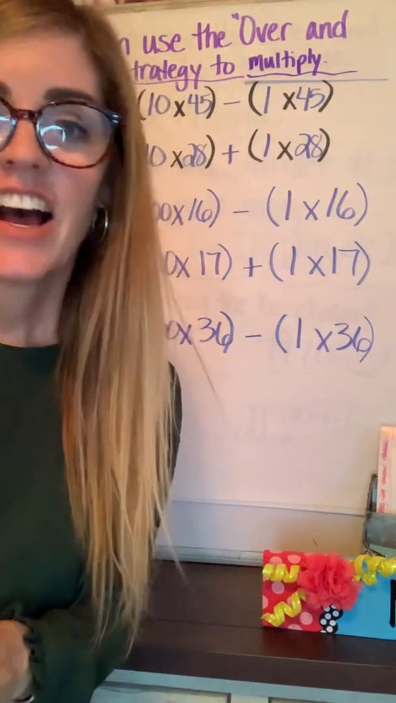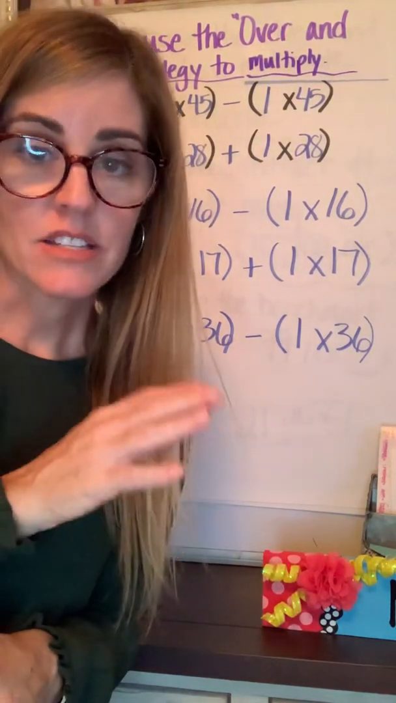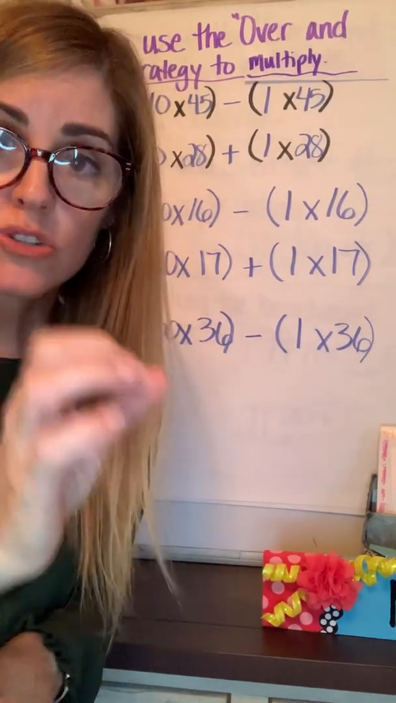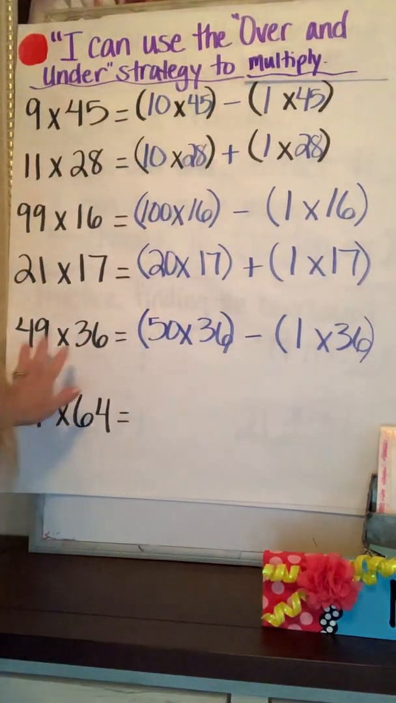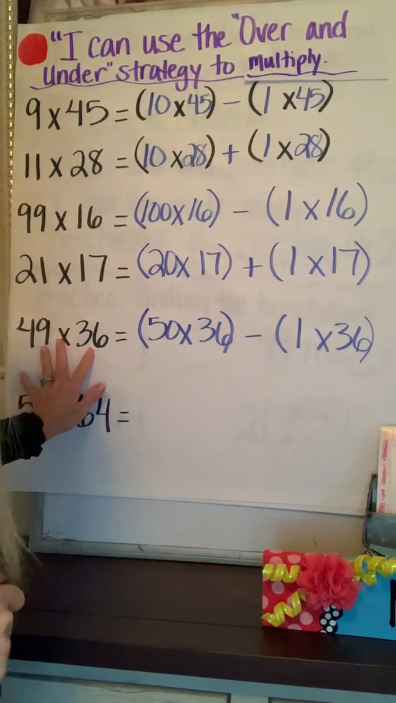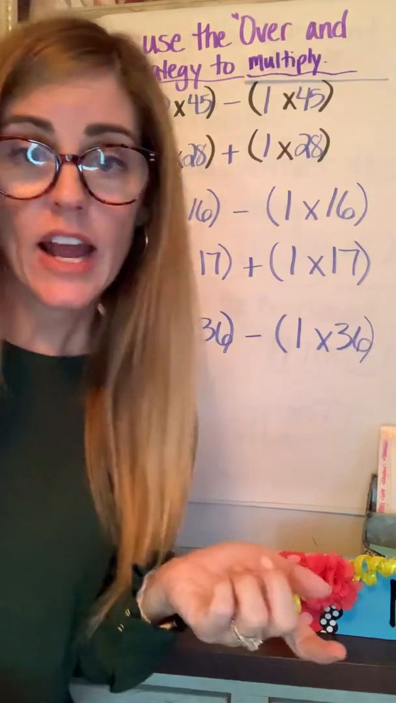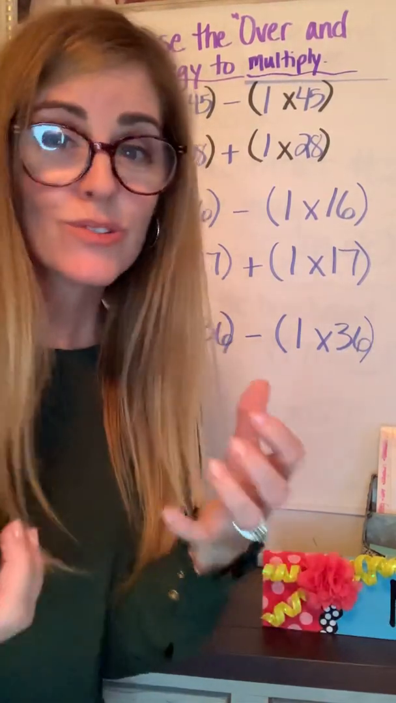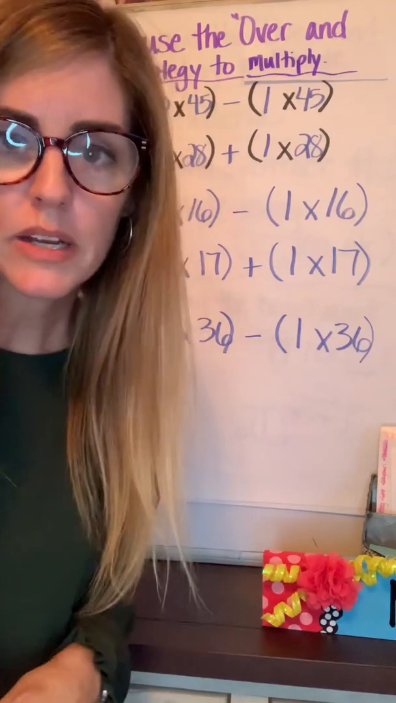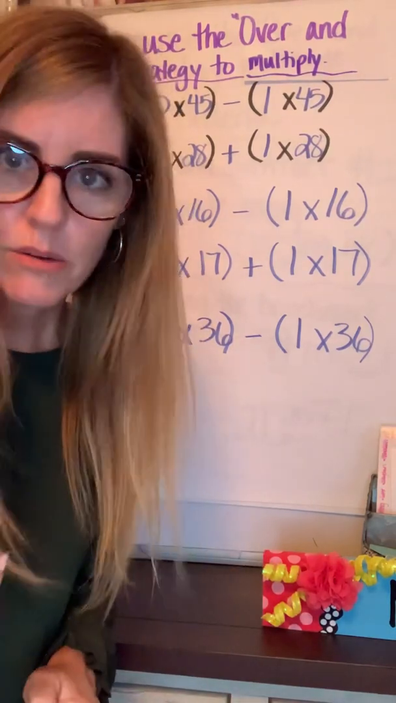Hang in there. This strategy is not something that you will have to do forever. Soon you will have the algorithm to be able to solve these if you prefer. And you can't always use this over and under strategy, because if your numbers aren't really close to a benchmark number, it wouldn't really make sense. You can still do it, but it wouldn't be quick and reasonable, okay?